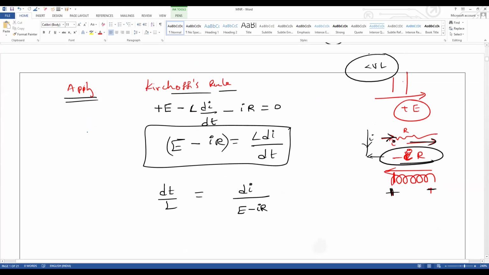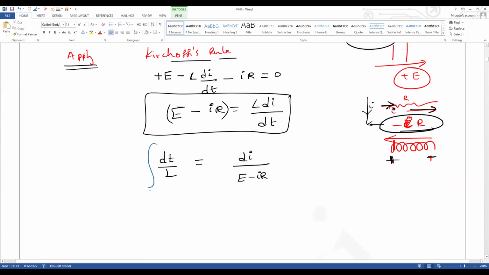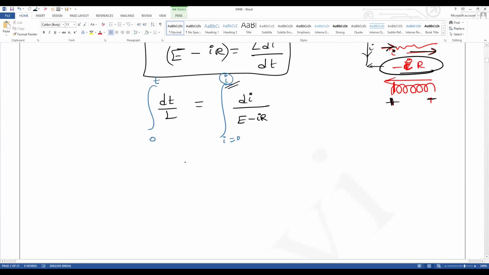Yes, please, everybody. So I will apply the limits, time t equals 0 to time t equals t. When time t equals 0, current is also 0. When time becomes t, not infinity, current also becomes what? I. Yes or no? Yes, that is it. So L is constant.